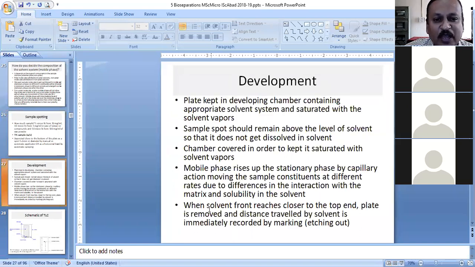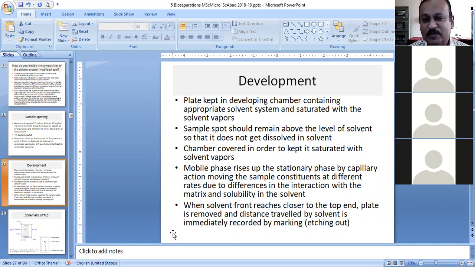Okay, then we were talking about the development of the TLC plate. So how do we develop a plate? What is the meaning of development? Development is actually running the chromatography. Okay, so what you do is you place your plates in a chamber. The chamber contains the appropriate solvent system. And not only that, but it is also important that the complete chamber should be saturated with the solvent vapors. Most of the solvents that we are using are volatile solvents, like alcohol or acetone, propanol, butanol.